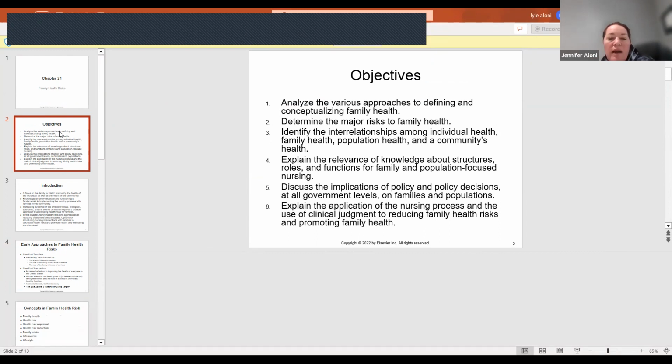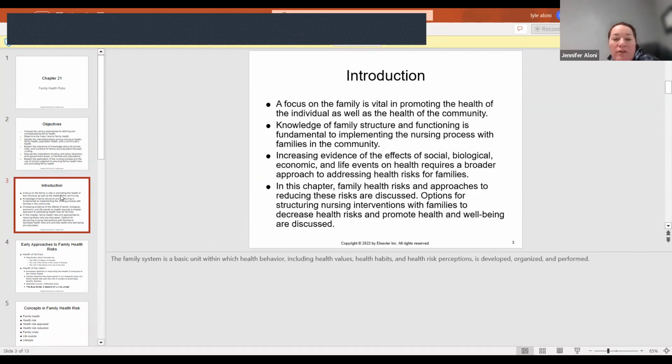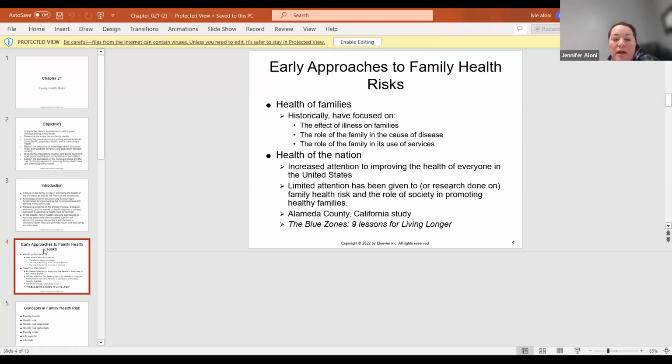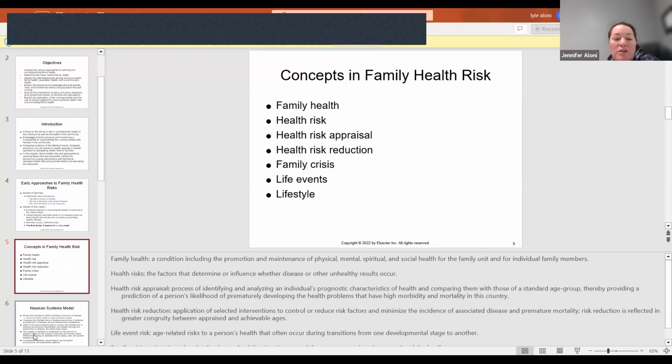So then we take a look here at our next chapter, which is going to be family health risks. So we really look at that and we look at our family as promoting the health of the individual as well as the health of the community. We're going to take a look at family health risks. So the health of the family, historically, we focus on the fact of illness, and the role of the family and the cause of the disease and the use of services. In the health of the nation, limited attention has been given to family health risks and the role of society. So that is something we want to make stronger for us.